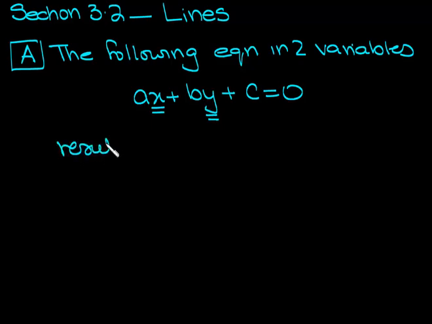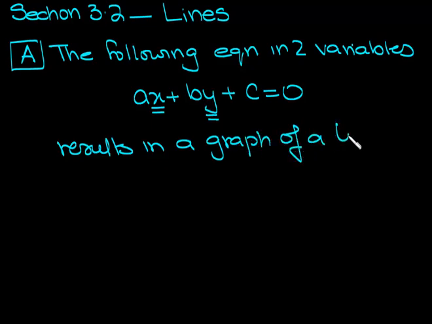Results in a graph of a line. So this equation, because the degree is 1, will give you a line. I think I mentioned that in the last section. Anytime you have an equation in two variables with degree 1, you're going to get a line. So this is the general form of an equation in two variables whose graph results in a line, where, just so you guys know, a, b, and c are just real numbers.